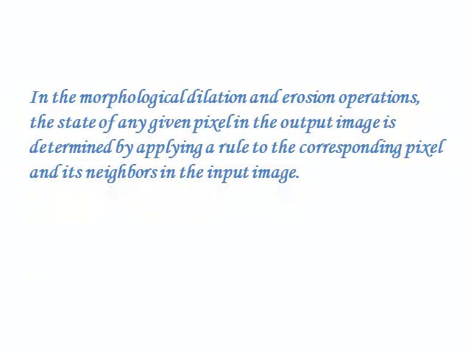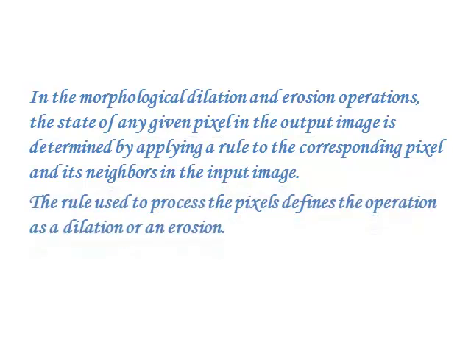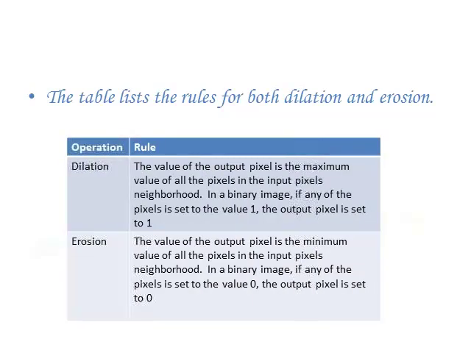In the morphological dilation and erosion operations, the state of any given pixel in the output image is determined by applying a rule to the corresponding pixel and its neighbors in the input image. The rule used to process the pixels defines the operation as a dilation or an erosion. The table lists a rule for both dilation and erosion.